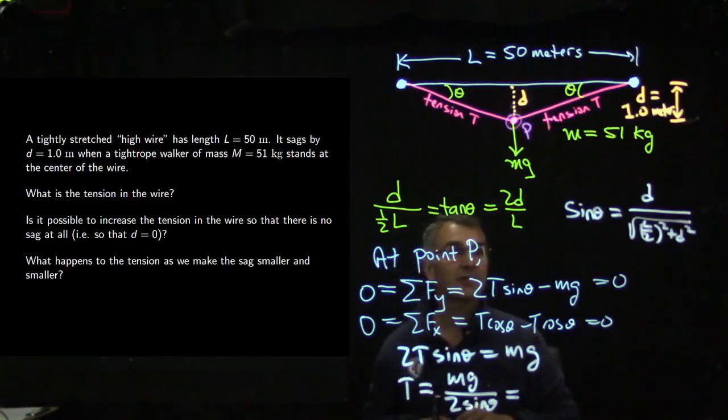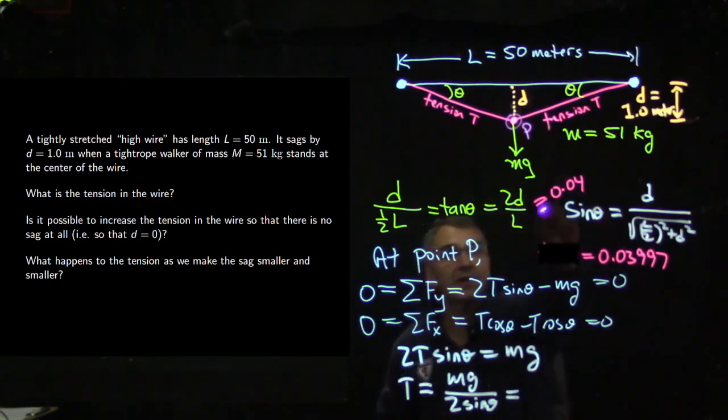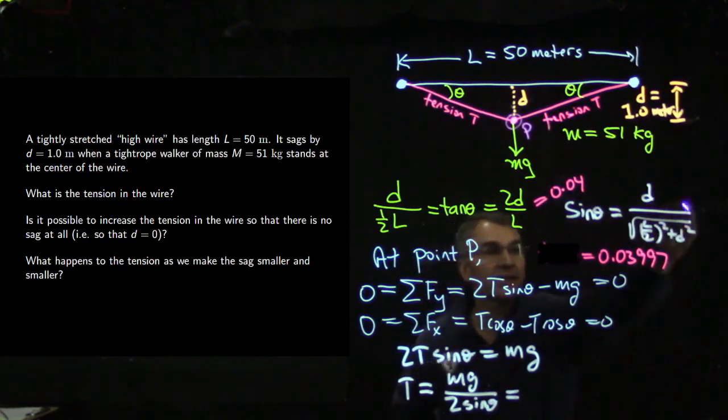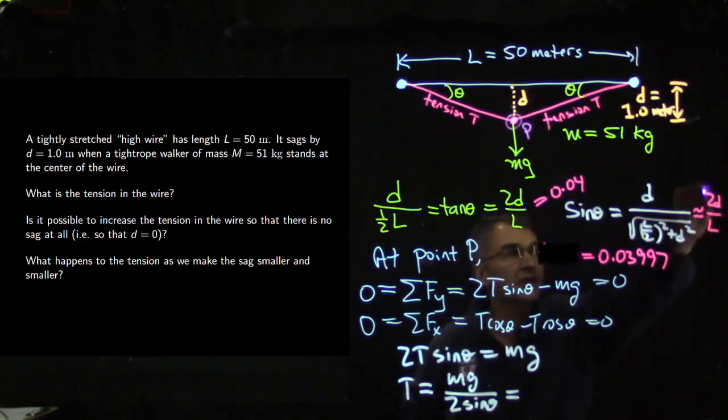Let's see what sine theta is. Plugging in numbers, tan theta is 0.04, and sine theta is 0.03997, which is not very different from 0.04. So really, sine theta and tan theta are pretty similar. That's saying that the square root of (L/2) squared plus d squared is not very different from just plain old L/2. So in this case, d is so small compared to L that this expression is almost exactly the same as 2d over L.